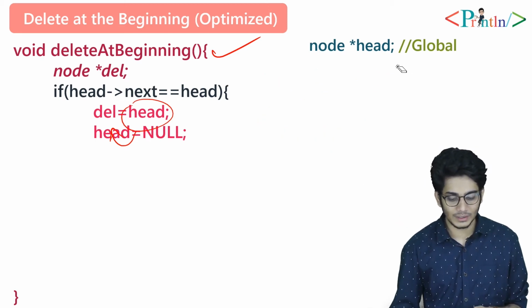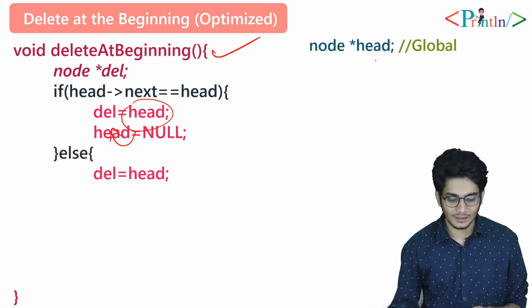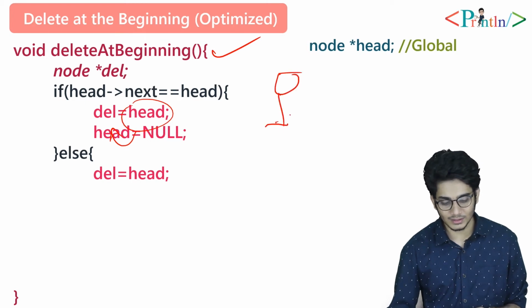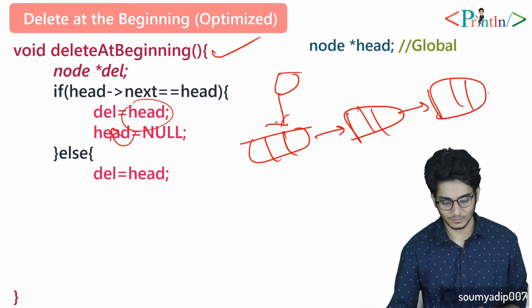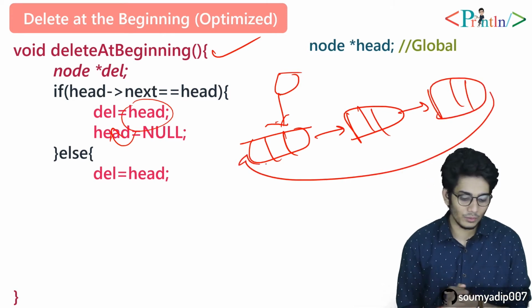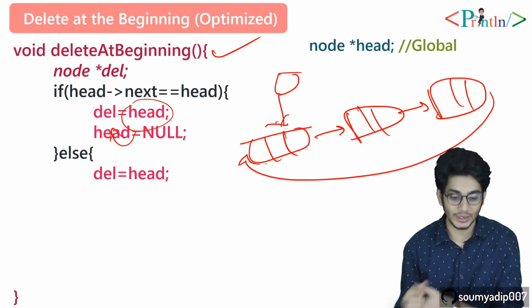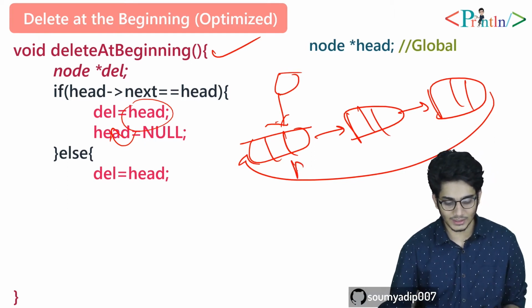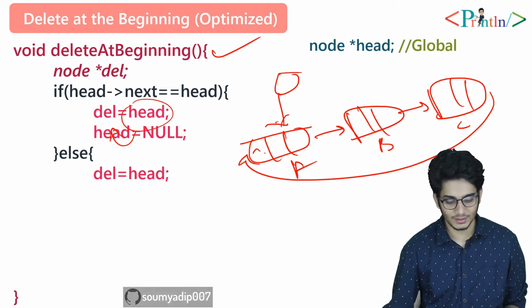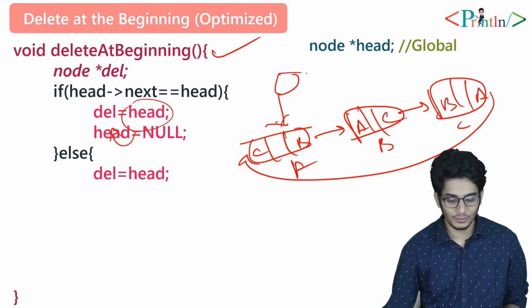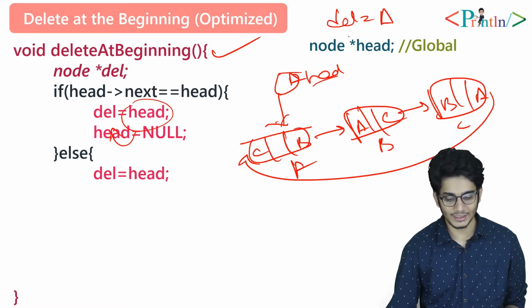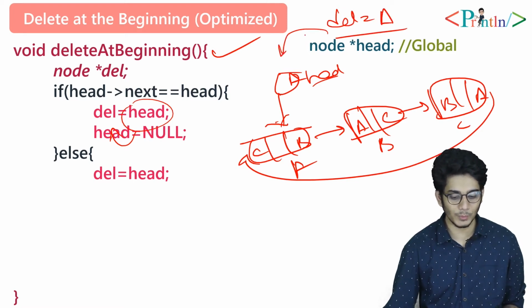Now what will be the else condition? At first, let me draw a list. What we have written is del equals head. Let me write A, B, C. Head contains A. So del equals head means del will contain A, and del will be pointing to this node.